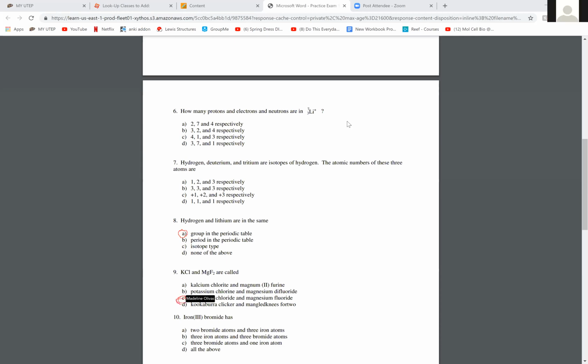So our first compound, we have KCl. When you're naming an ionic compound, which means you have a metal and a non-metal, your first element, your metal, is just the name of the element. So in this case, it is potassium, like you guys said. And with our non-metal, we want to add "ide" to the end of it. So we change chlorine to chloride.